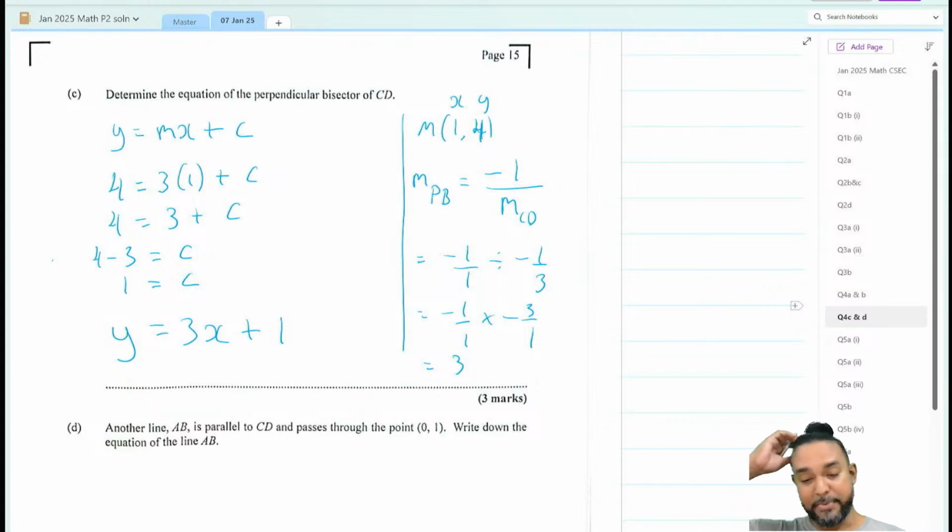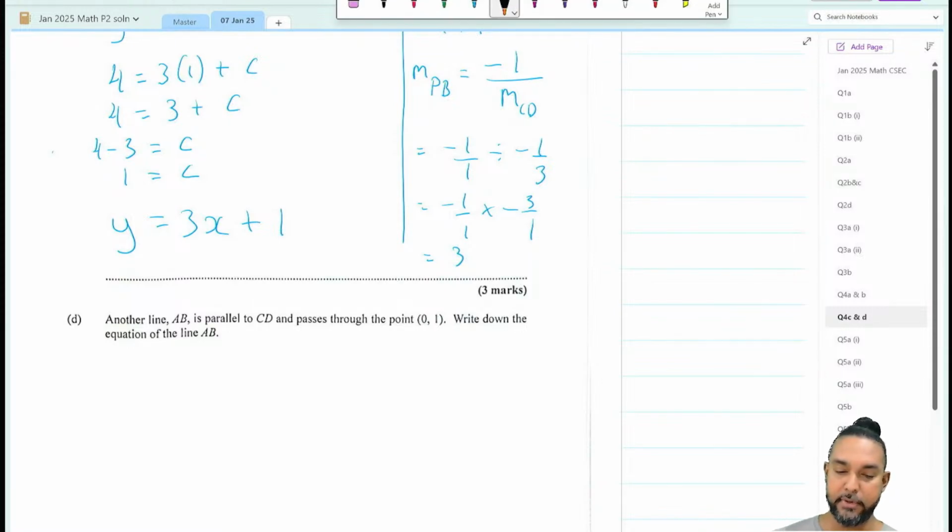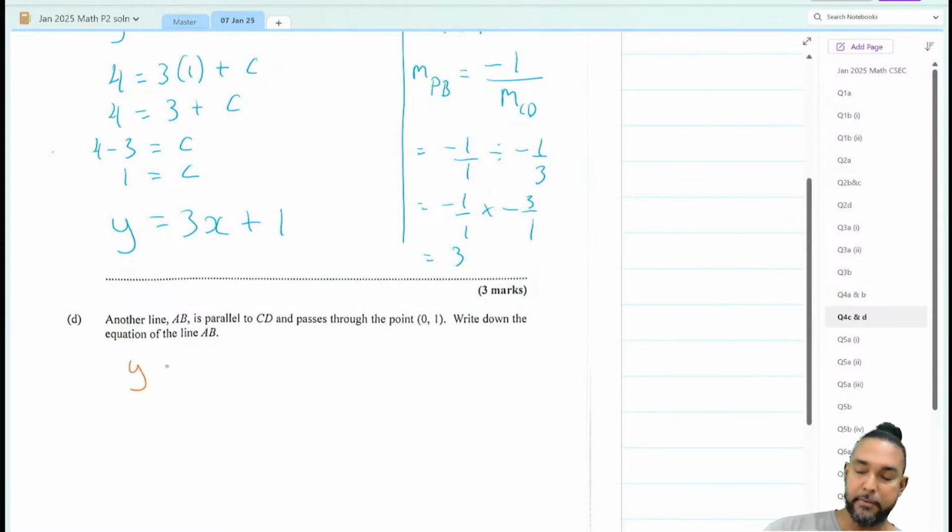Right, another line AB is parallel to CD. When two lines are parallel to each other, their gradients are the same. And it passes through the point 0, 1. Write down the equation of the line AB. It's a straight line, so the equation is in the form y equals mx plus c.